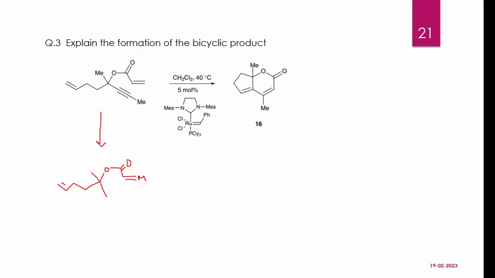So what will be the next? First, it will react with the alkene system, giving this type of complex, and the alkene will still be there, and then it will attack the alkyne system, giving us this type of moiety.